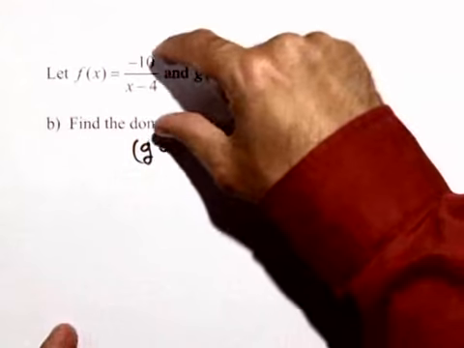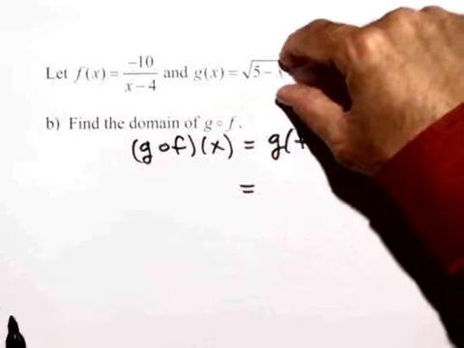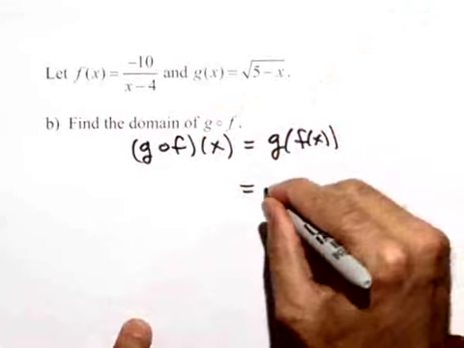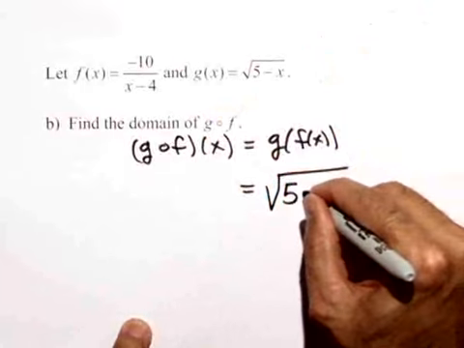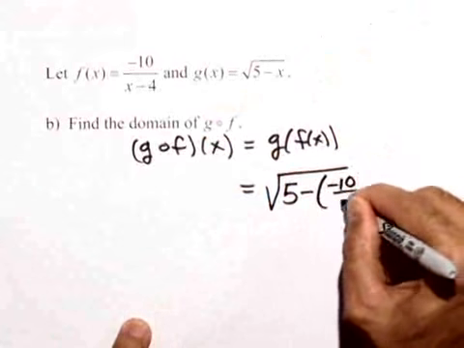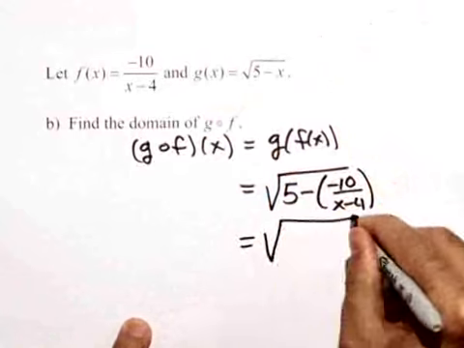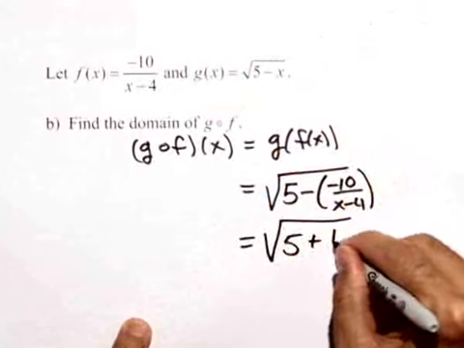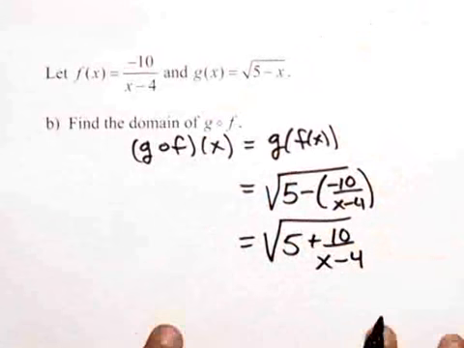Well, we're going to take the function f this time and substitute it into our g function. So we get something that looks like this: the square root of 5 minus f, which is negative 10 over x minus 4. And we'll simplify that slightly. Okay, now I'm going to leave it like that for now. Now, let's take a look.